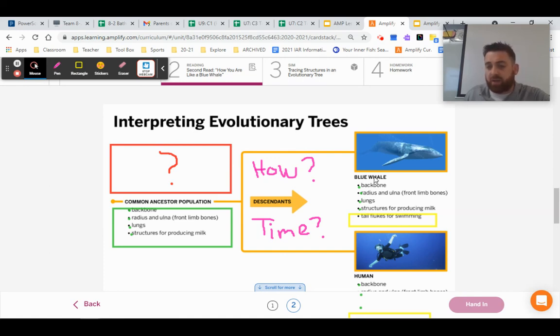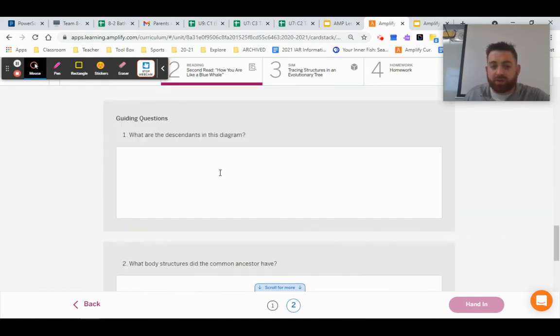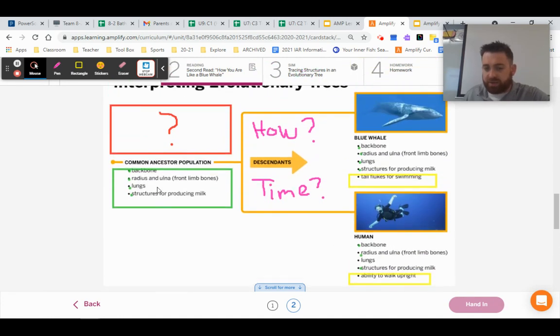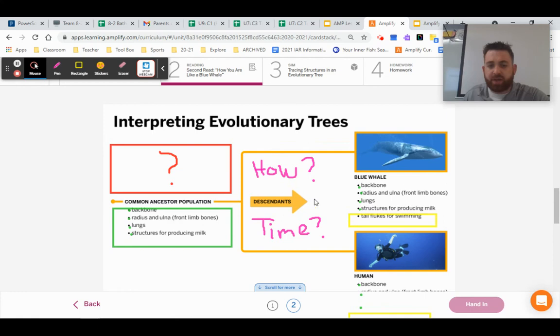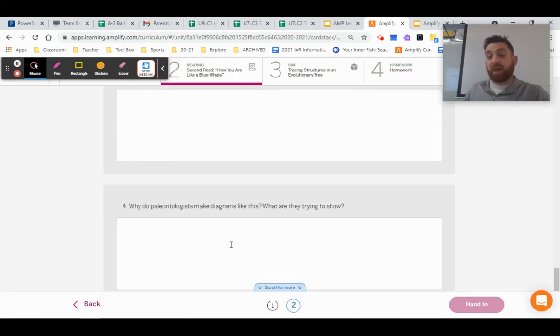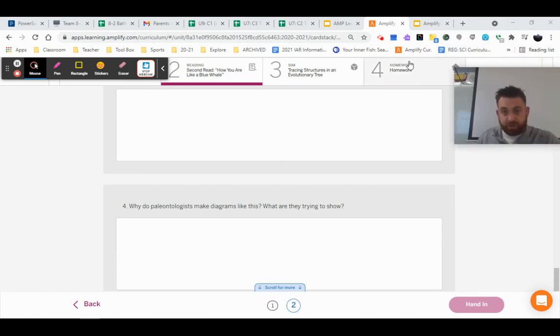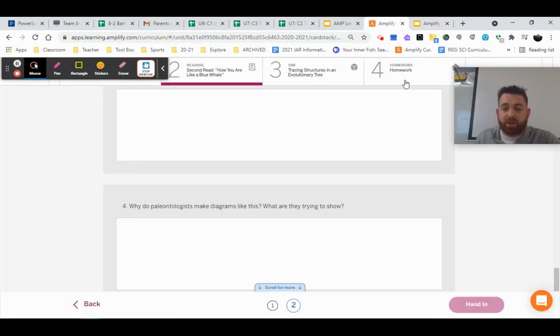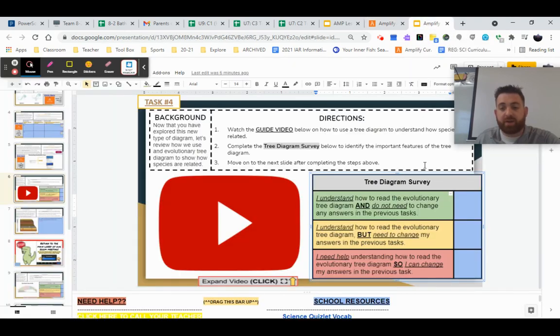Now that we've looked at it, your job is to go through and review your questions and your answers and decide, okay, do I truly understand how to read this evolutionary tree? And do I need to change any of my answers now that I do know how to read the evolutionary tree? So what you'll do is you go and double check your answers. And when you're done, you'll come back and decide, okay, what happened? Do I understand how the tree works and how to read it? And did I change anything?